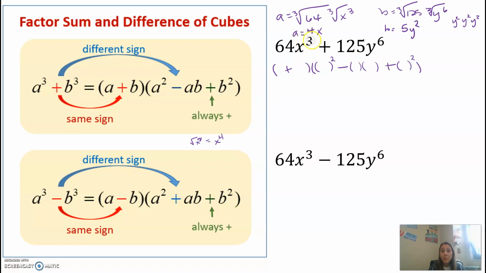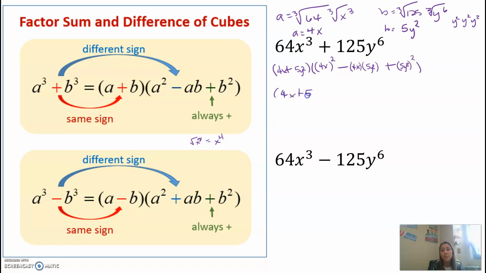So my first term is my a, which was 4x, so I'm going to write my 4x where it belongs. Then I'm going to write my b, which was right here, 5y squared. Notice that I write it 3 times. I write my first term 1, 2, 3 times, and I write my second term 1, 2, 3 times. So then the only thing I have left to do is simplify this.